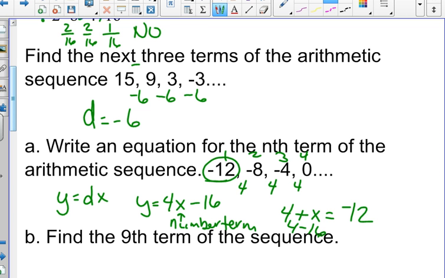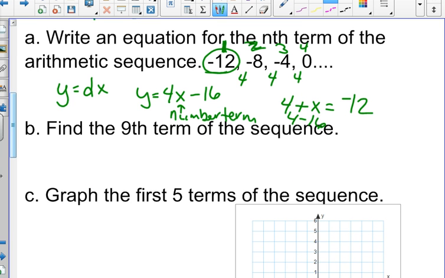You're going to have to find the common difference, and then you figure out if that works for the first term. In this case it didn't, so you had to add or subtract something to get that equation to work. In this case our x is the number of the term. That's a key part here: this is the first term, this is the second term, and so on and so forth.